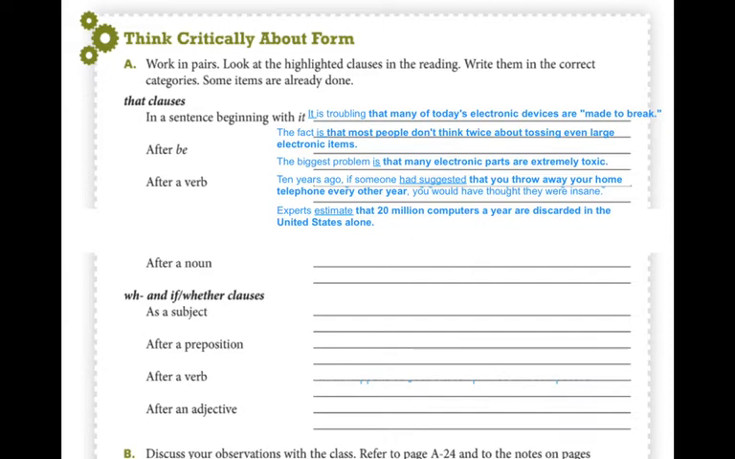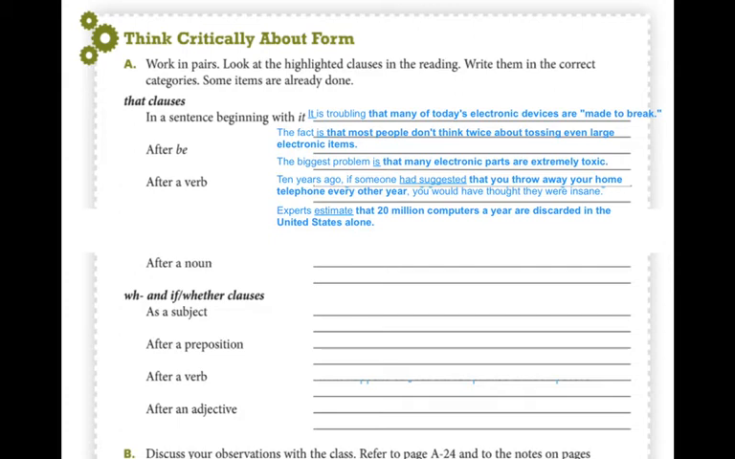Experts estimate that 20 million computers a year are discarded in the United States alone. In the United States alone means only in the United States, not even counting the many, many other countries in the world. So in other words, it sounds like a small number considering that the United States is just one of many countries. Experts estimate. That's our main clause. Subject, experts. Verb, estimate.